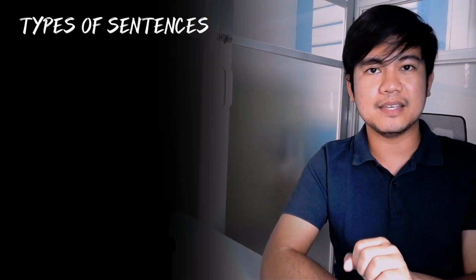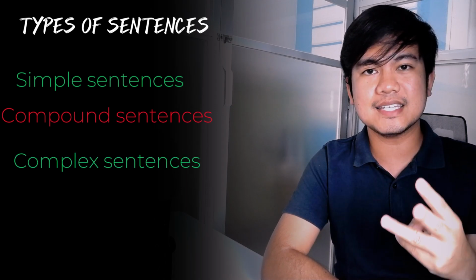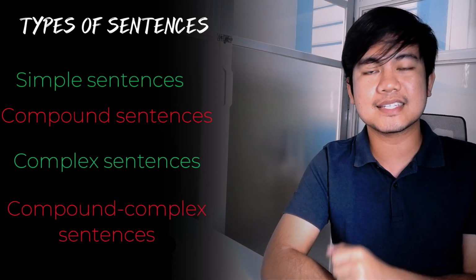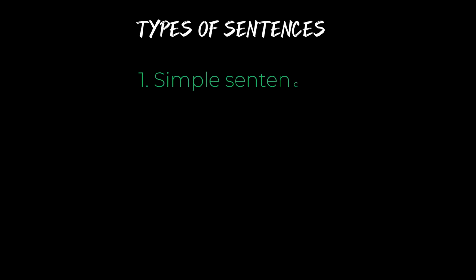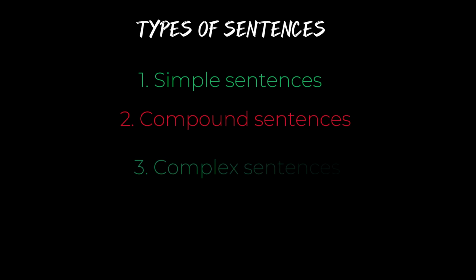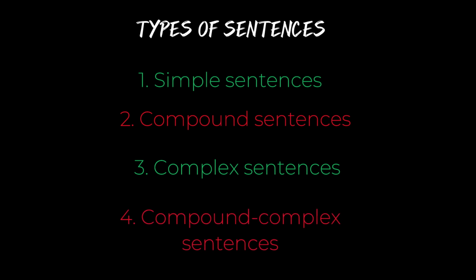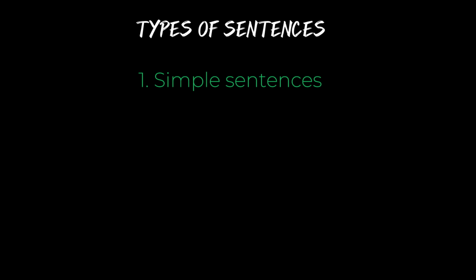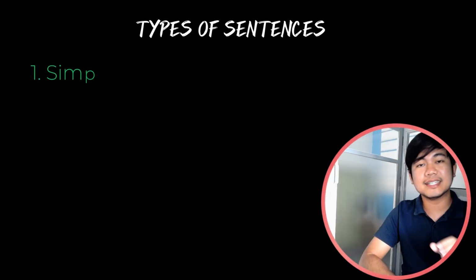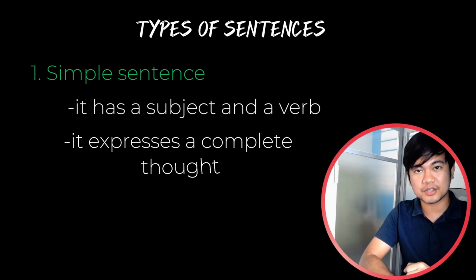Now, let us study simple, compound, complex sentences and compound-complex sentences. It is needed to study these types of sentences because our examiner needs to check our ability to construct different types of sentences. Now, let us start with a simple sentence. What is a simple sentence? Well, it has a subject and a verb, and it has a complete thought.